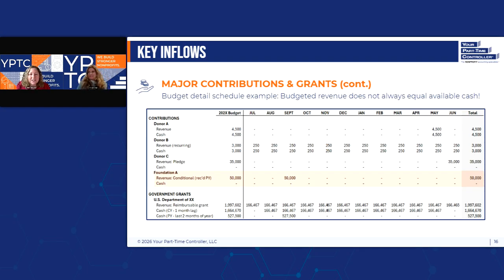Alternatively, you may receive the cash first before the contributions and grants can be recorded as revenue, as is the case for conditional grants, also known as refundable advances, like in our example for Foundation A.